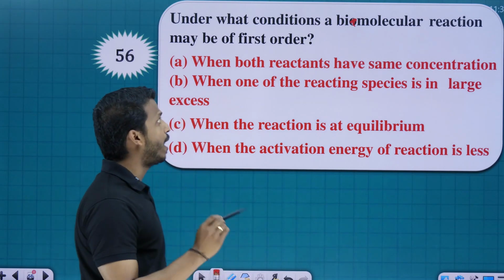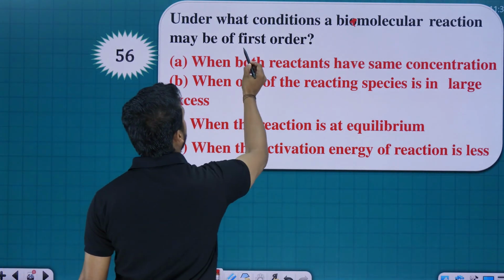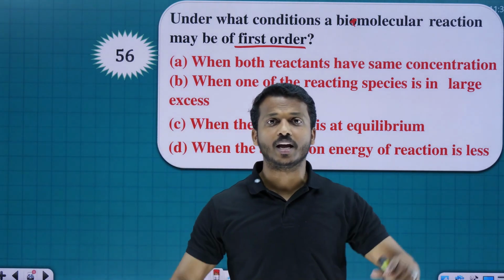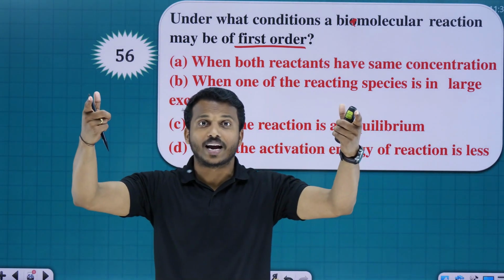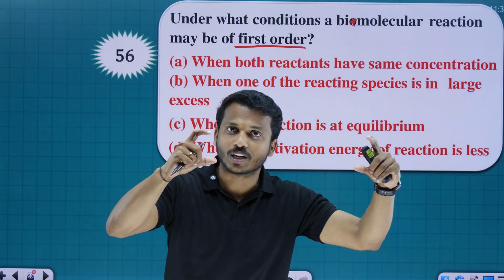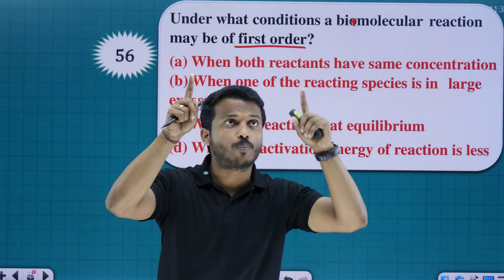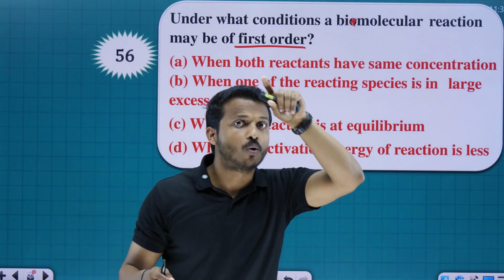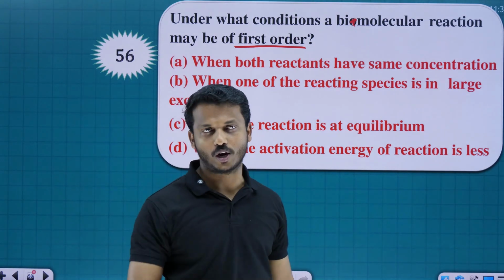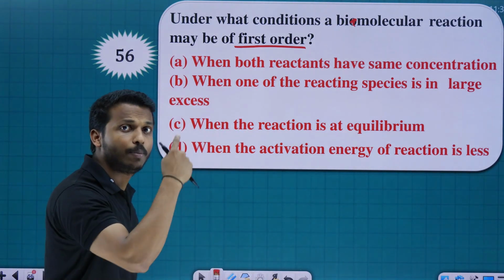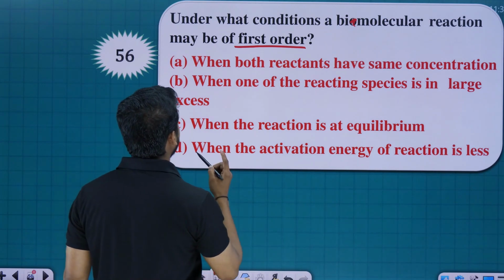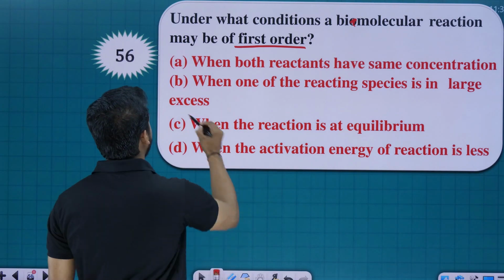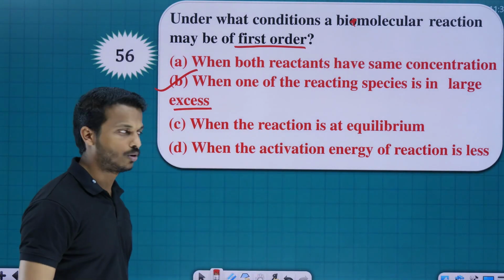Under what condition may a bimolecular reaction be of first order? Already we discussed pseudo first order reaction, ester hydrolysis, right? Ester is there, water is there. You may feel its order is 1 plus 1, 2. But water is in excess in amount. So the water part is cut, and it is only unimolecular. So a bimolecular reaction becomes unimolecular when one of the reacting species is in large excess in amount.